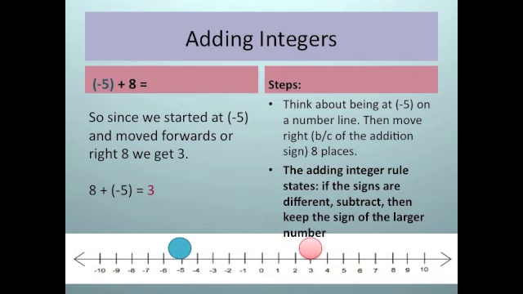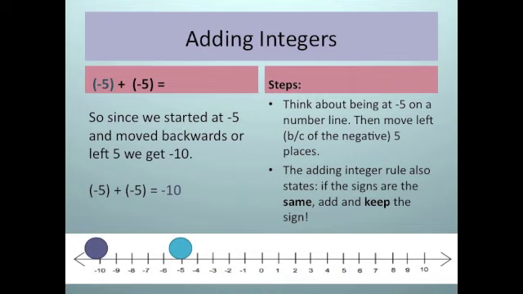Our example says -5 plus 8. Think about being at -5 on the number line, where the blue dot is. Then move right because of the addition sign 8 places. This gets us to +3. Since we started at -5 and we move forwards right, we get 3. You may also use the adding integer rule, which states if the signs are different, subtract, then keep the sign of the larger number.